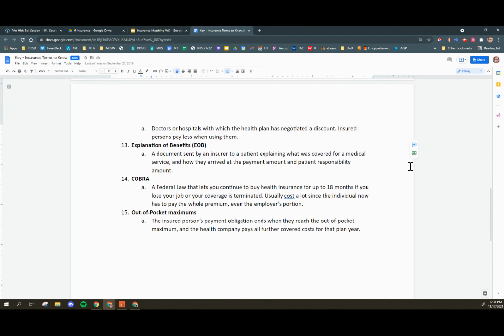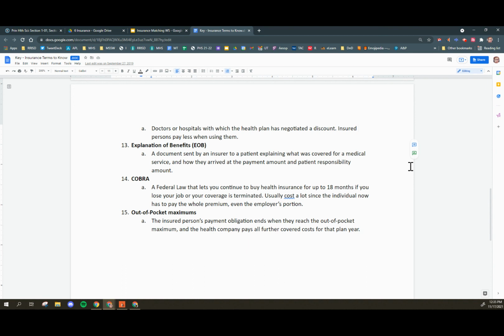The last term is out-of-pocket maximum. The out-of-pocket maximum is the point where the insured person's payment obligation ends. So when you hit that amount that they say is the max amount you will have to pay in 1 year towards healthcare, once you've hit that dollar amount, then from that point forward for the rest of the year, your insurance company will pay all costs for the rest of that year related to your medical care.